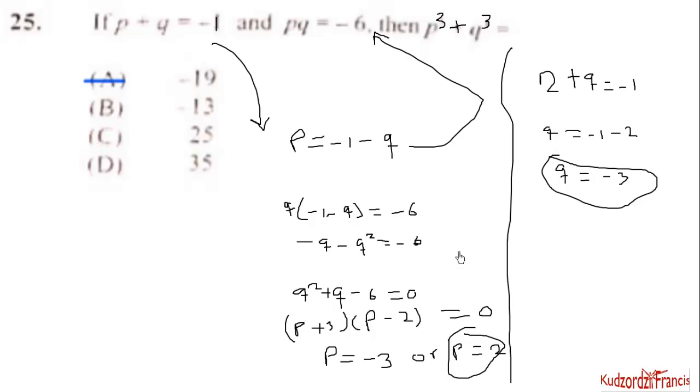So let's use this over here. So we have 2 cube plus q cube, which is -3 cube. And that will give us 8 minus 27. 8 minus 27 will be equal to -19. So the answer here is correct, -19.